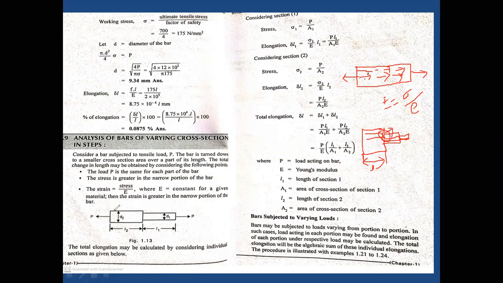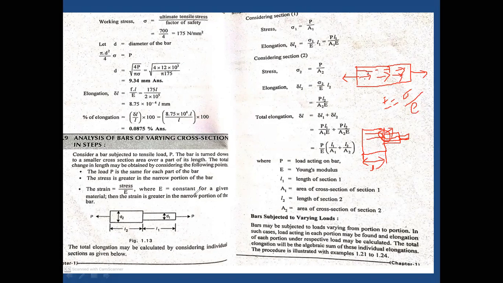This is the workpiece here. It has a varying cross section with respect to the length direction. As we know, the strain is equal to stress by Young's modulus, and E will be constant for the given material. For every material, there is a separate Young's modulus.